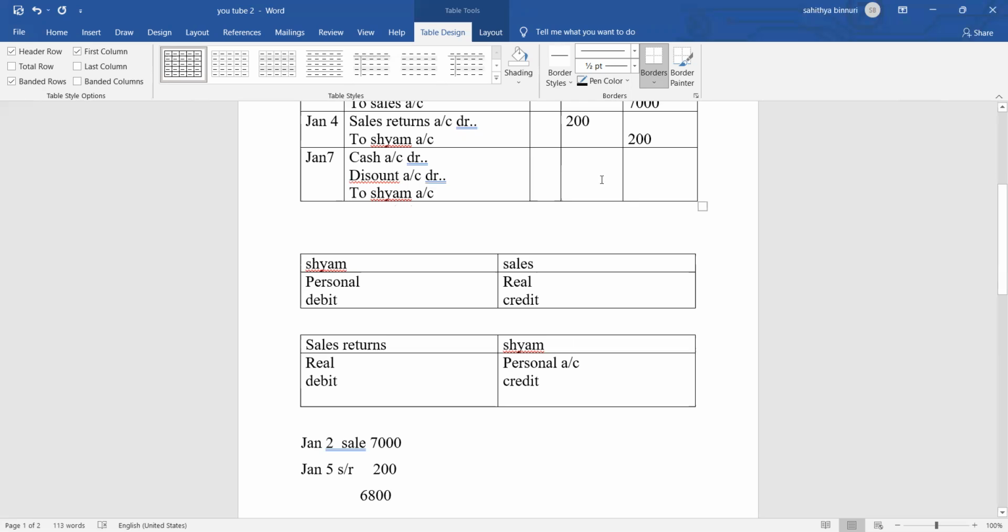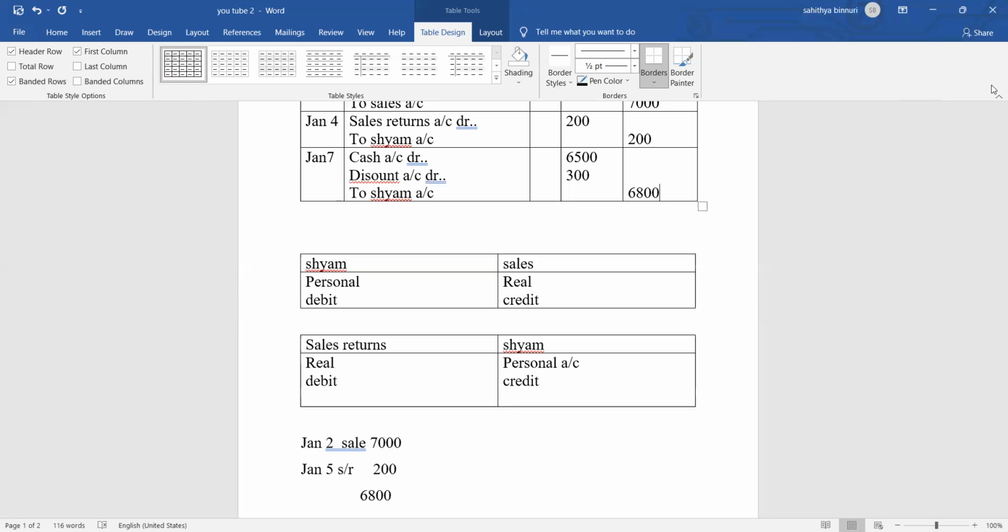Now if you see, you have received only 6,500. You gave him the discount of 300. So total of 6,800 is the amount you are going to receive from Sham. So again, if you add the debit and credit, always it should be the same. So here also it is 6,800. Here also it is 6,800. So the account is nullified.